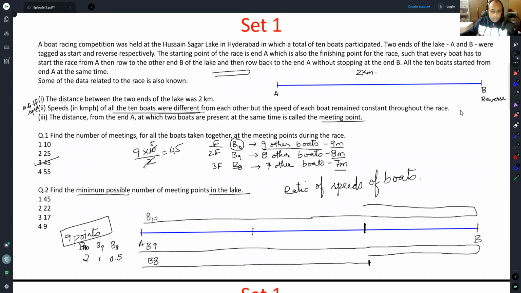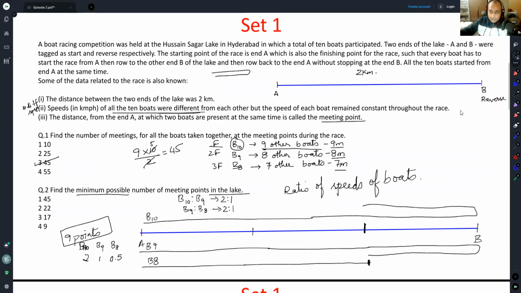It would also be the meeting point for boat 9 and boat 8. So can you see, if I want to repeat the meeting point, I have to repeat the ratio of speeds. Whatever I had for boat 10 and boat 9, I had assumed the ratio to be 2:1. If I want to repeat the meeting point, I want the ratio of speed of boat 9 to boat 8 to also be 2:1. If the ratio of speeds is repeated, the meeting point is also repeated.